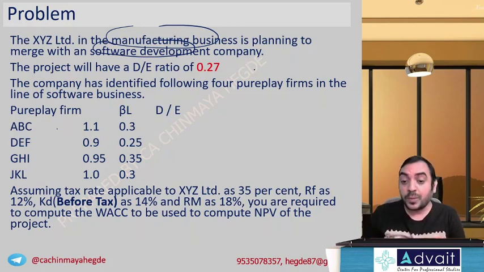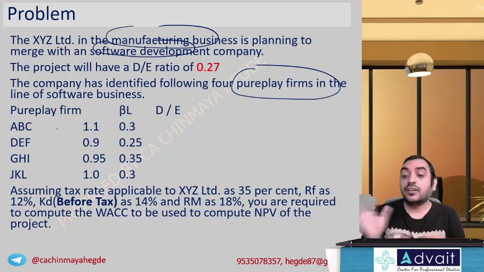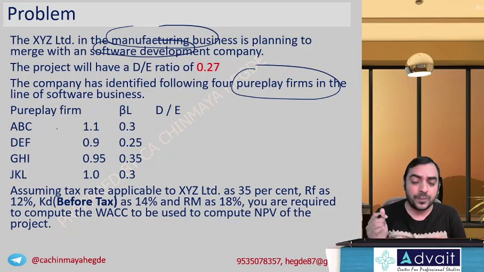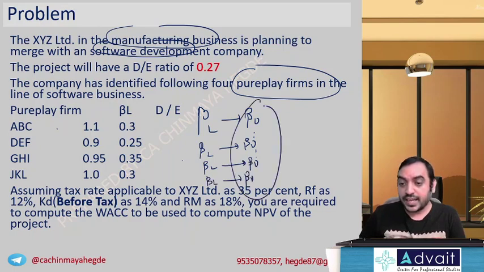That's what I mean by pure play firms. Pure play firm means they are only into this sector. They are not mixed sectors. So their company will represent only this sector, nothing else. But what happens is their debt equity ratio will be different. From their levered beta we will compute unlevered beta. Many firms are there, in this case 4 firms, so we'll compute 4 unlevered betas for 4 firms. Then we take an average, we get the industry beta.